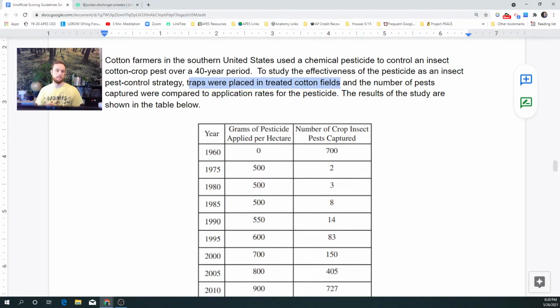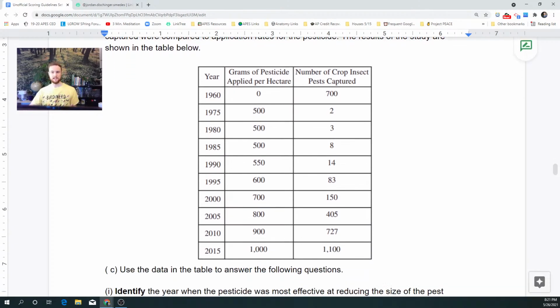Back to why capturing them is bad. Capturing them is an indication that they're there, which means they're not dead, which means the pesticides are not working. So let's talk through this here. 1960, and something I heard from Tony V, who's a veteran APES teacher, is when you're looking through a data table, tell yourself a story. Figure out what is the story here, okay?